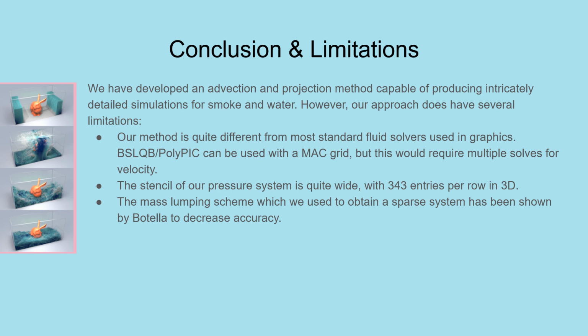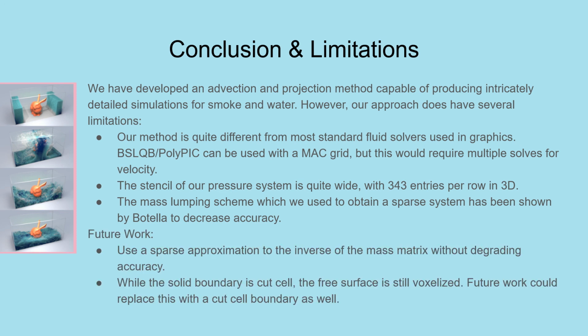Also, the stencil of our pressure system is quite wide, with 343 entries per row in 3D. In addition, the mass lumping scheme which we used to obtain a sparse system has been shown by Botella to decrease accuracy. For future work, we would like to do the following. First, use a sparse approximation to the inverse of the mass matrix without degrading accuracy. Also, while the solid boundary in our formulation is allowed to be cut cell, the free surface boundary is still voxelized. In the future, we would like to replace this with a cut cell boundary as well.